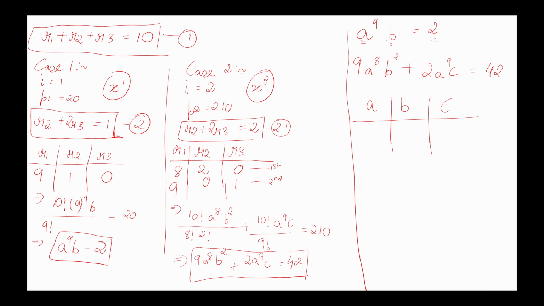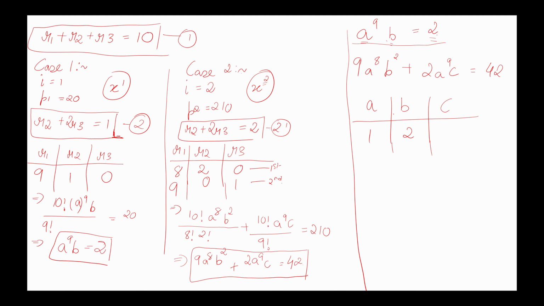Or what can happen is a to the power 9 should be equal to 2, but then a would be equal to the 9th root of 2. However, that is not possible because a has to be a natural number. So from the first equation, what have we gotten? That a has to be equal to 1 and b has to be equal to 2. Using hit and trial, we found this out.